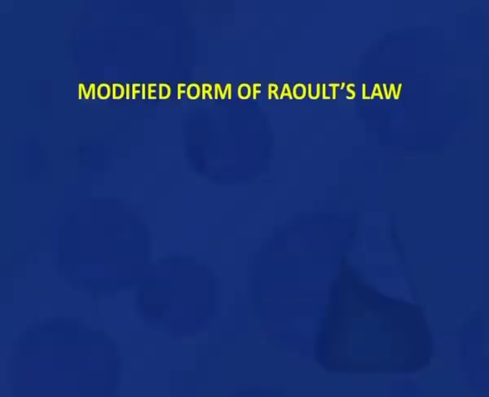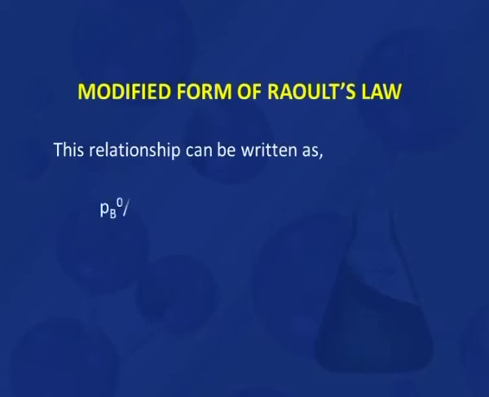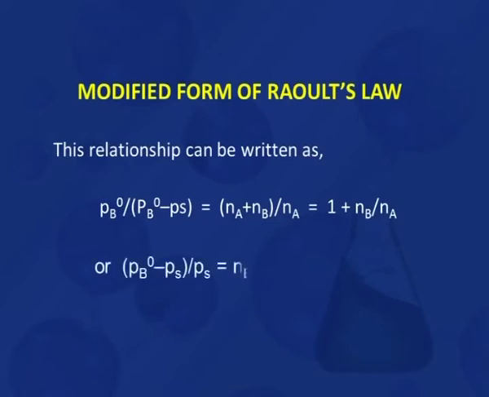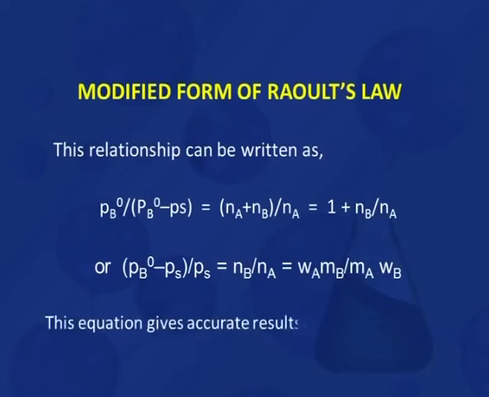We can take the reciprocals of both sides of the Raoult's law expression and we will get P naught B upon (P naught B minus Ps) is equal to (Na plus Nb) upon Na, which is again equal to 1 plus Nb upon Na. On rearranging, we will get (P naught B minus Ps) upon Ps, which is equal to Nb upon Na, which is again equal to Wa Mb upon Ma Wb. This equation gives accurate results and is easier to apply.